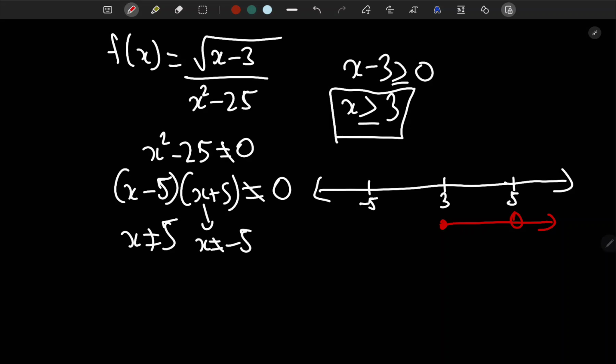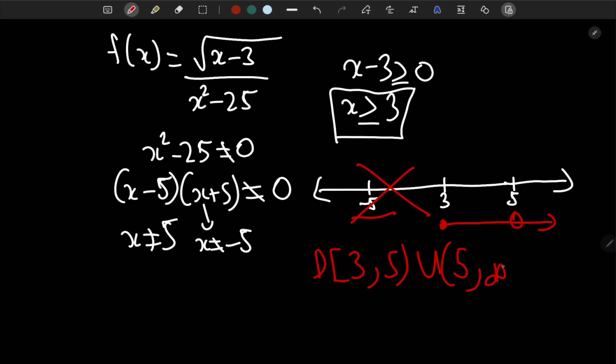And for negative 5, as we are only including the domain more than or equal to 3, we don't need to look at this anyway. And this is it then. So it has to be 3 or more, and it cannot be 5. So how do we write this down now? The domain will be from including 3 to 5 not including 5. So closed bracket, open bracket, and then union, not including 5 all the way to positive infinity, open bracket, and that's it.